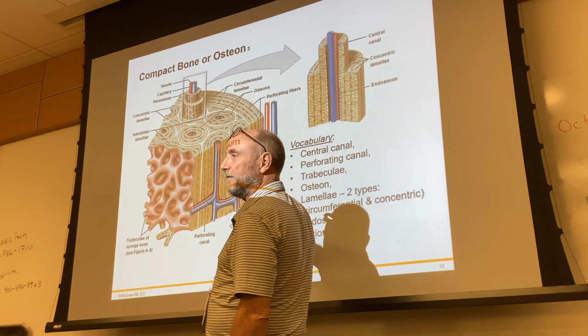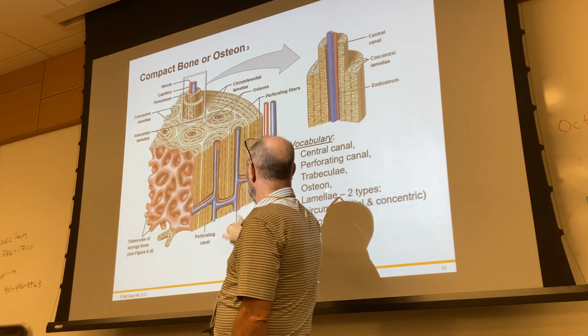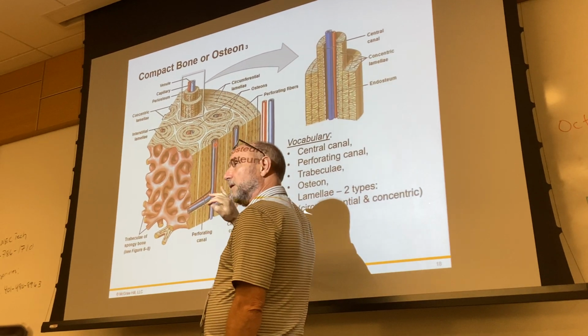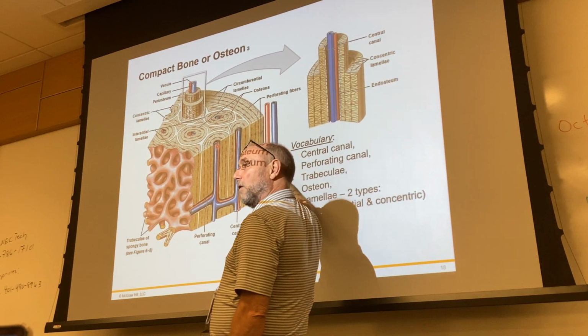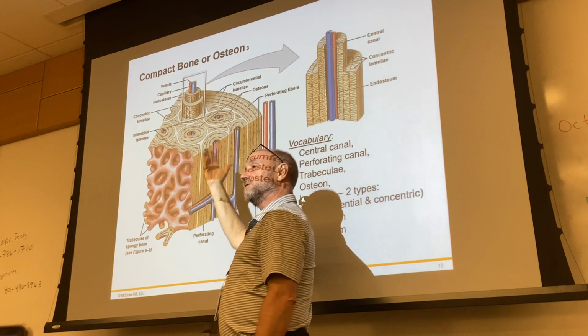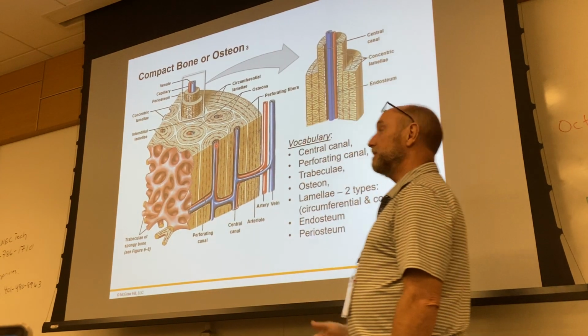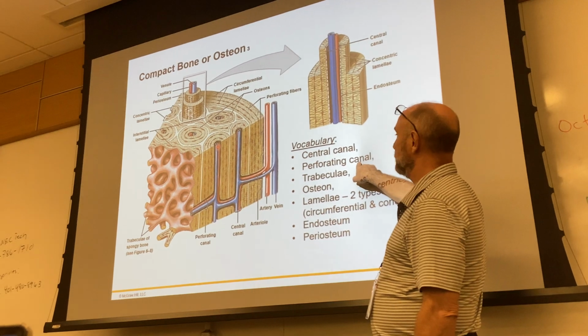There are arteries and veins. I'm not worried about this is a big artery and vein, this is a smaller artery and vein. I don't care if you know the difference between the names. But this is an artery and vein that's going perpendicular to the length of the bone. This is parallel to the length of the bone. If it's parallel, it's a central canal. If it's perpendicular, then it's called a perforating canal.